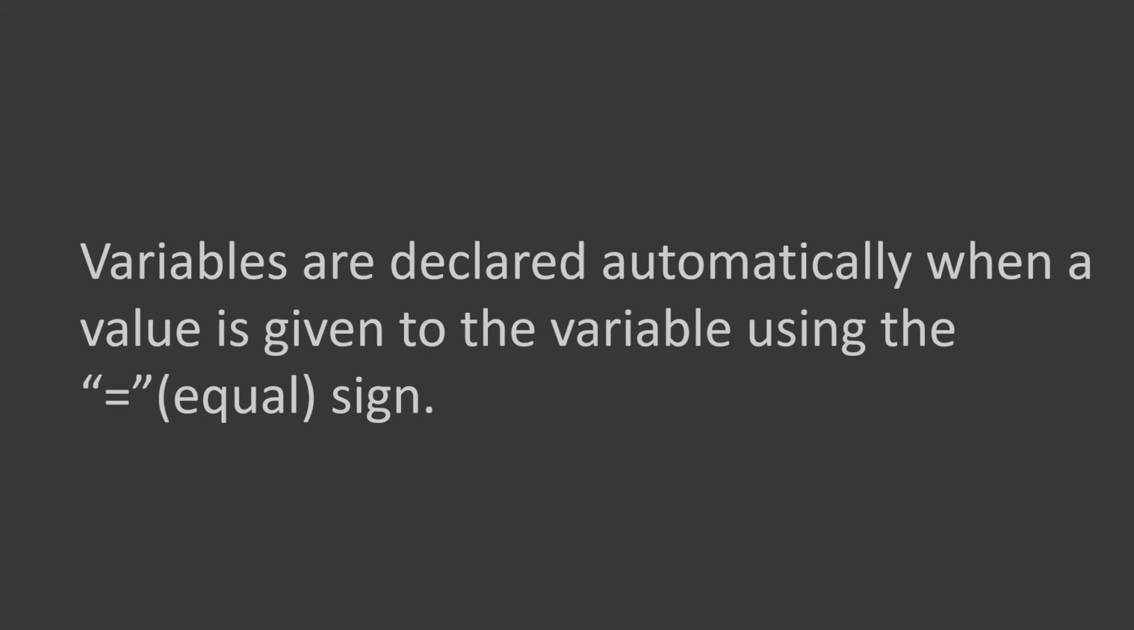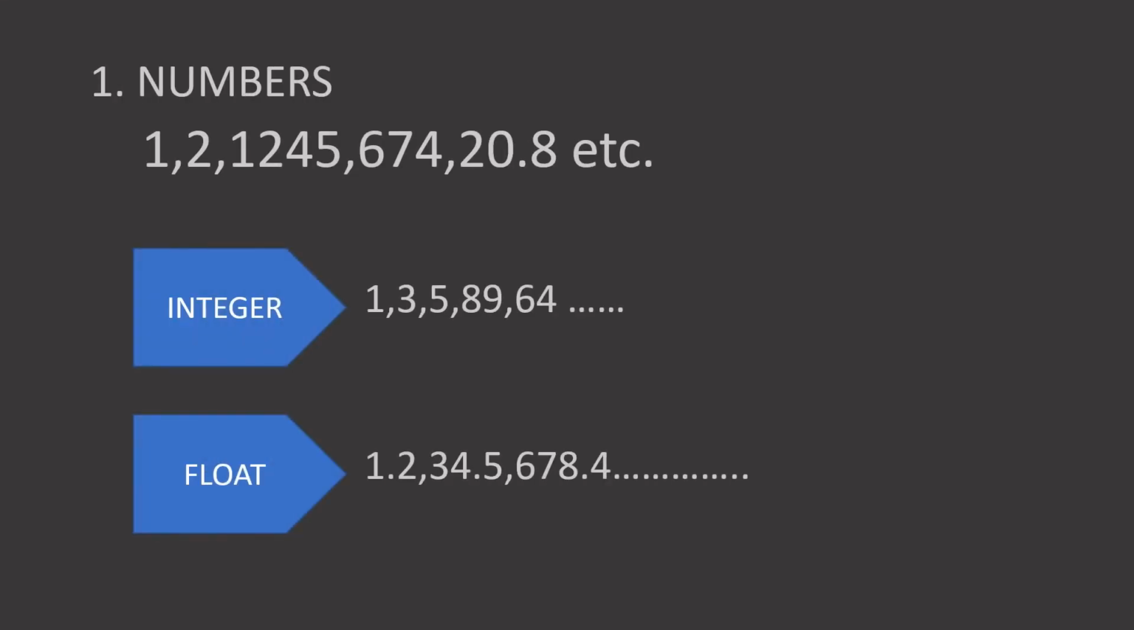So now, going into the details of data types supported by Python, we will learn what numbers are. Numbers like 1, 2, 4, 5, 6, 7, 20.8, all these are numbers. The subtypes of number are integer and float. Integers are the natural numbers or whole numbers like 1, 3, 5, 89, 64. And floats are the numbers which use a decimal point like 1.2, 34.5, 8.4. These come under the category number in Python.